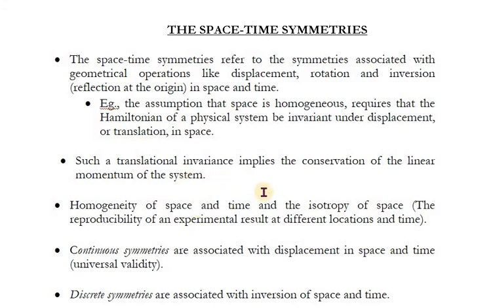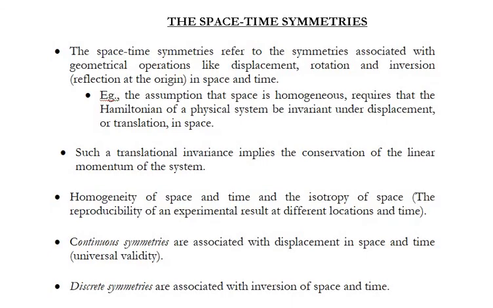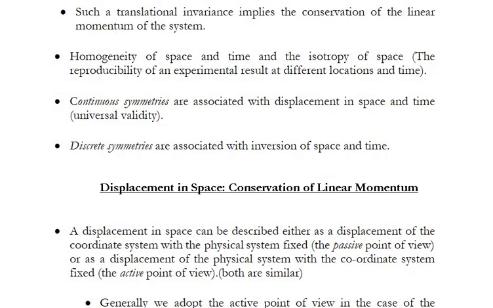Homogeneity of space and time and isotropy of space. Continuous symmetries are associated with displacement in space and time. Discrete symmetries are associated with the inversion of space and time. Okay, so we have two kinds of symmetries, continuous and discrete, which depend on different things.